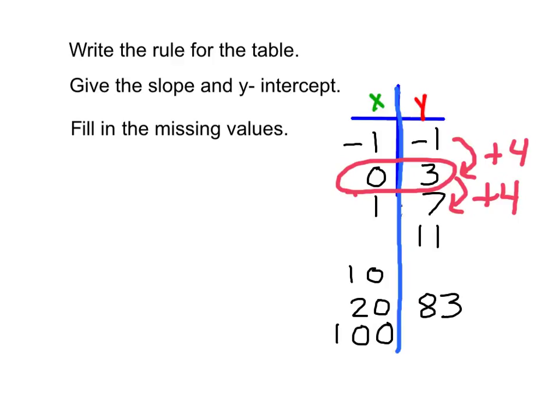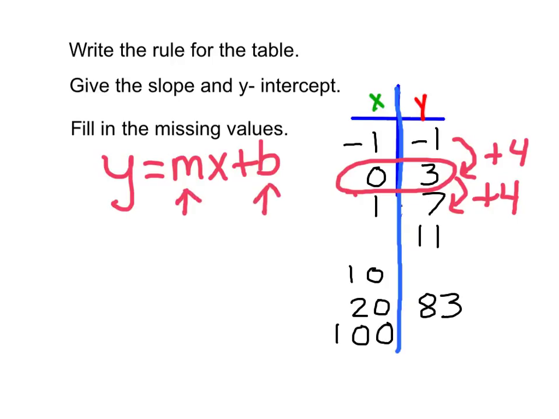All right, so I can write my rule now because I have the growth rate and the y-intercept. So y is going to equal mx plus b. I'll plug in my growth rate, or my slope, here and the y-intercept there. So y is going to equal 4x plus 3. So there's my rule. Now let's fill in any missing values.